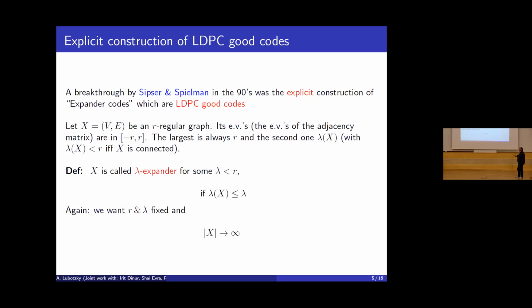So let X = (V, E) be an r-regular graph. By an eigenvalue of the graph, we mean an eigenvalue of the adjacency matrix of the graph. It is always between -r and r. The largest one is always r, and -r is an eigenvalue if and only if the graph is bipartite, and all the other eigenvalues are in between. The important one for us is the second largest eigenvalue, lambda of X, and it is an easy exercise that this lambda of X is strictly less than r, namely r comes with multiplicity 1, if and only if X is a connected graph.